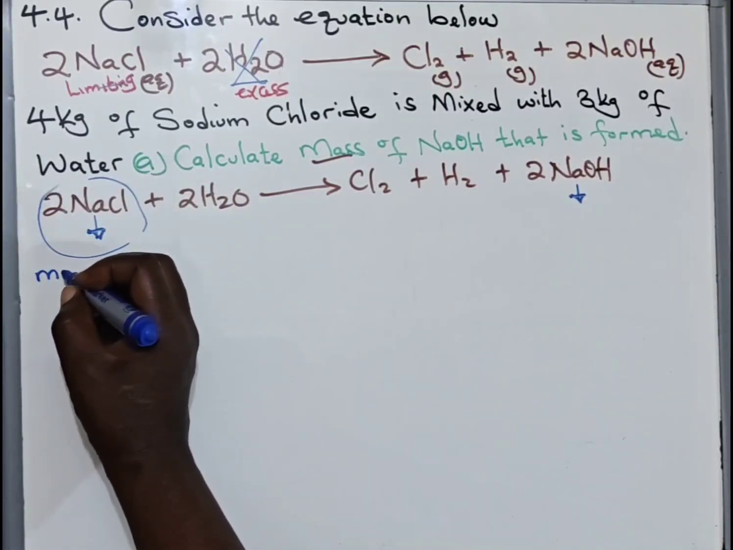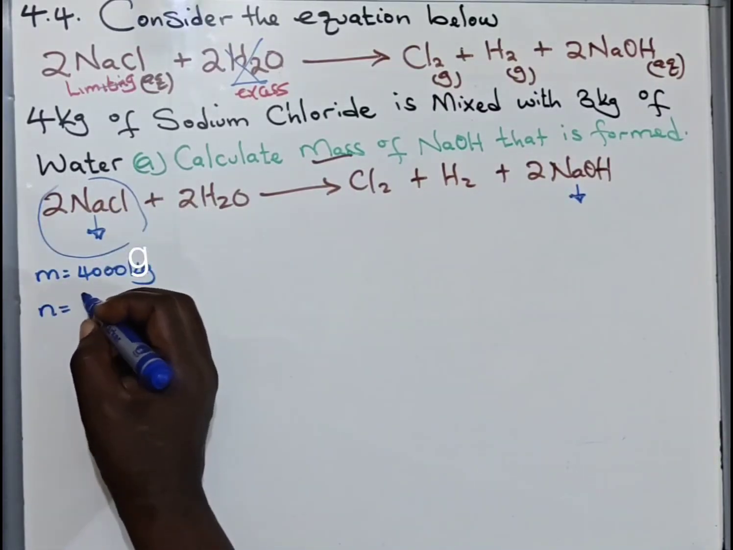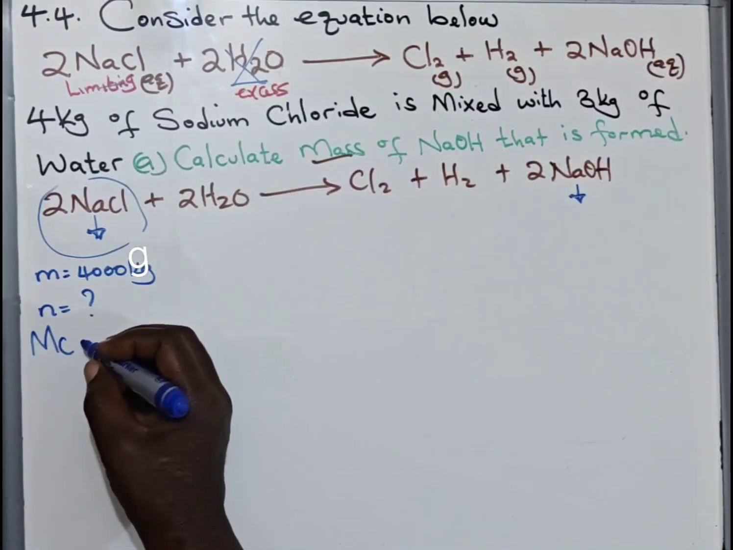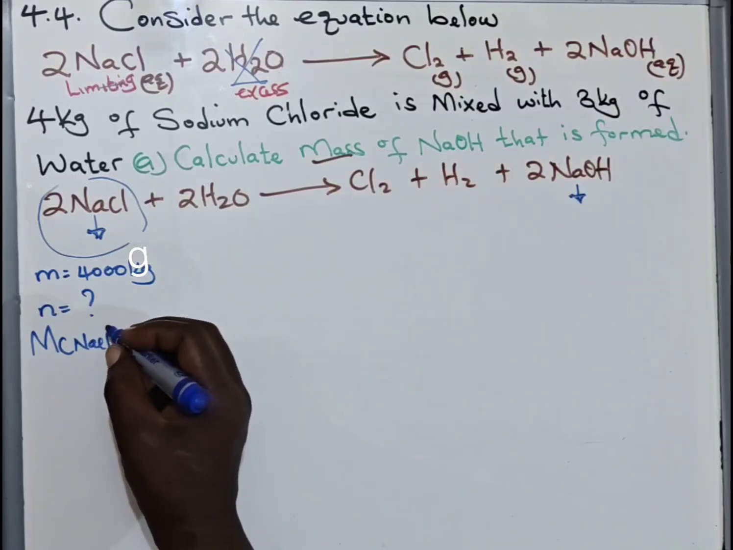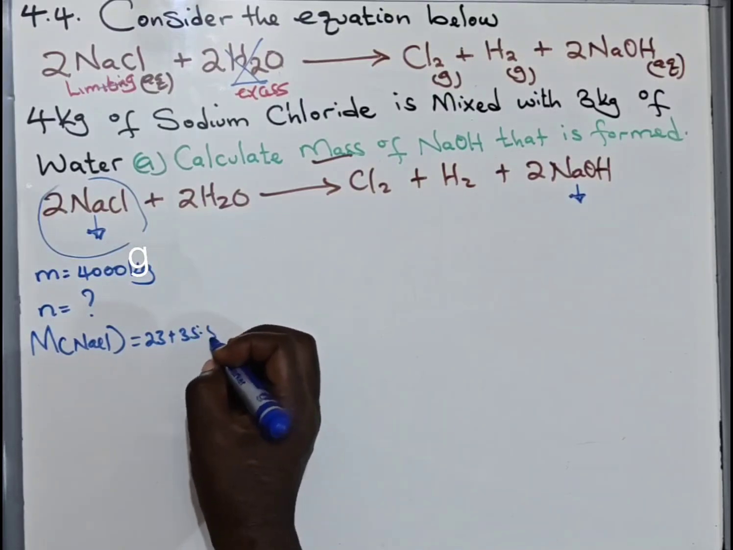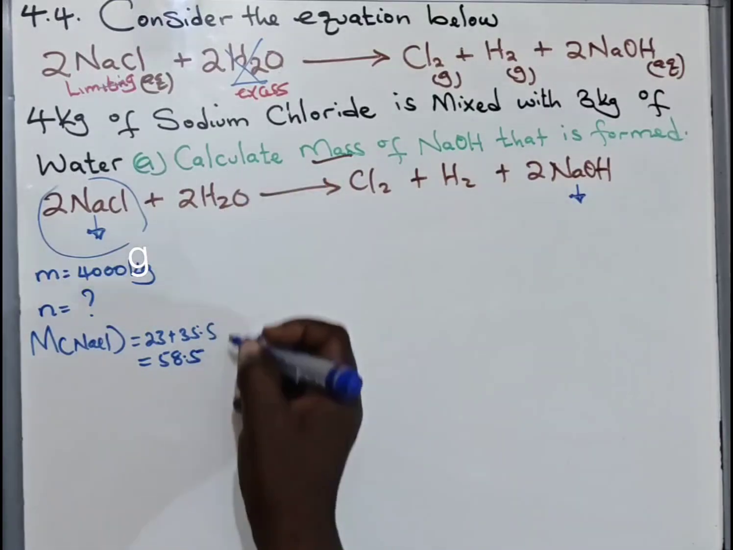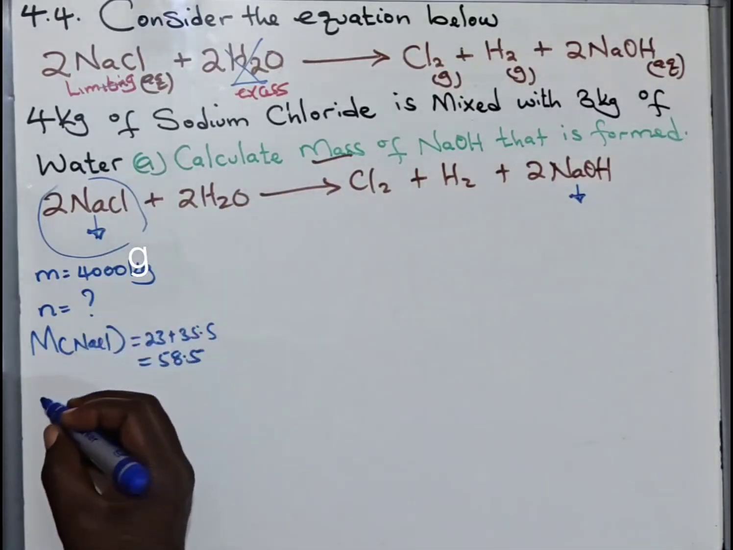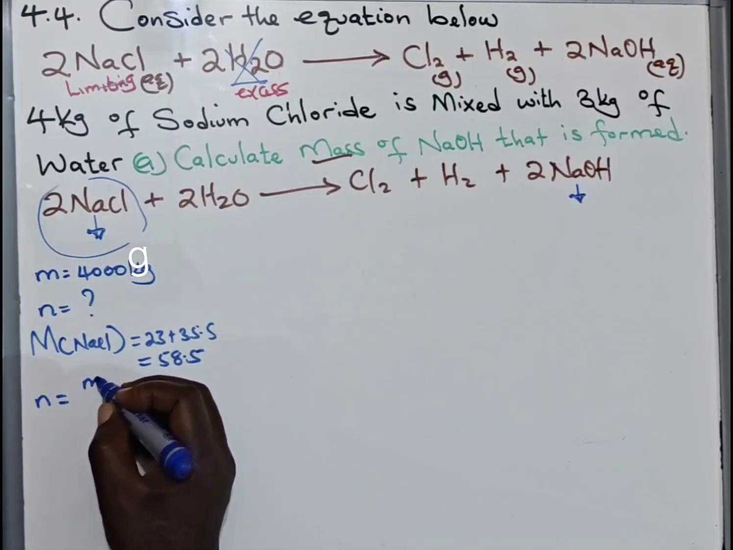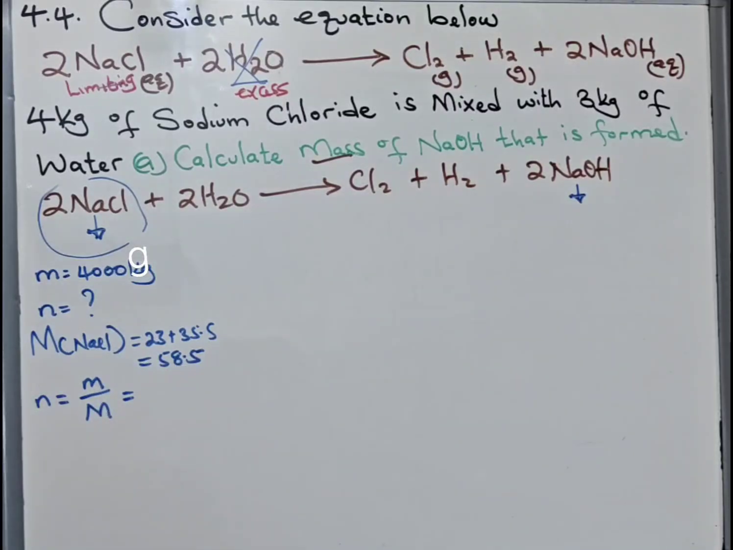And what do we know about it? We know its mass, which is 4,000. And we are looking for its number of moles. What else do we know? We know its molar mass, which is going to be 23 plus 35.5, giving us 58.5. From here, what do we know? We can proceed and get our N through what equation? The equation is N is equal to M over molar mass. When we substitute for this, what do we have?